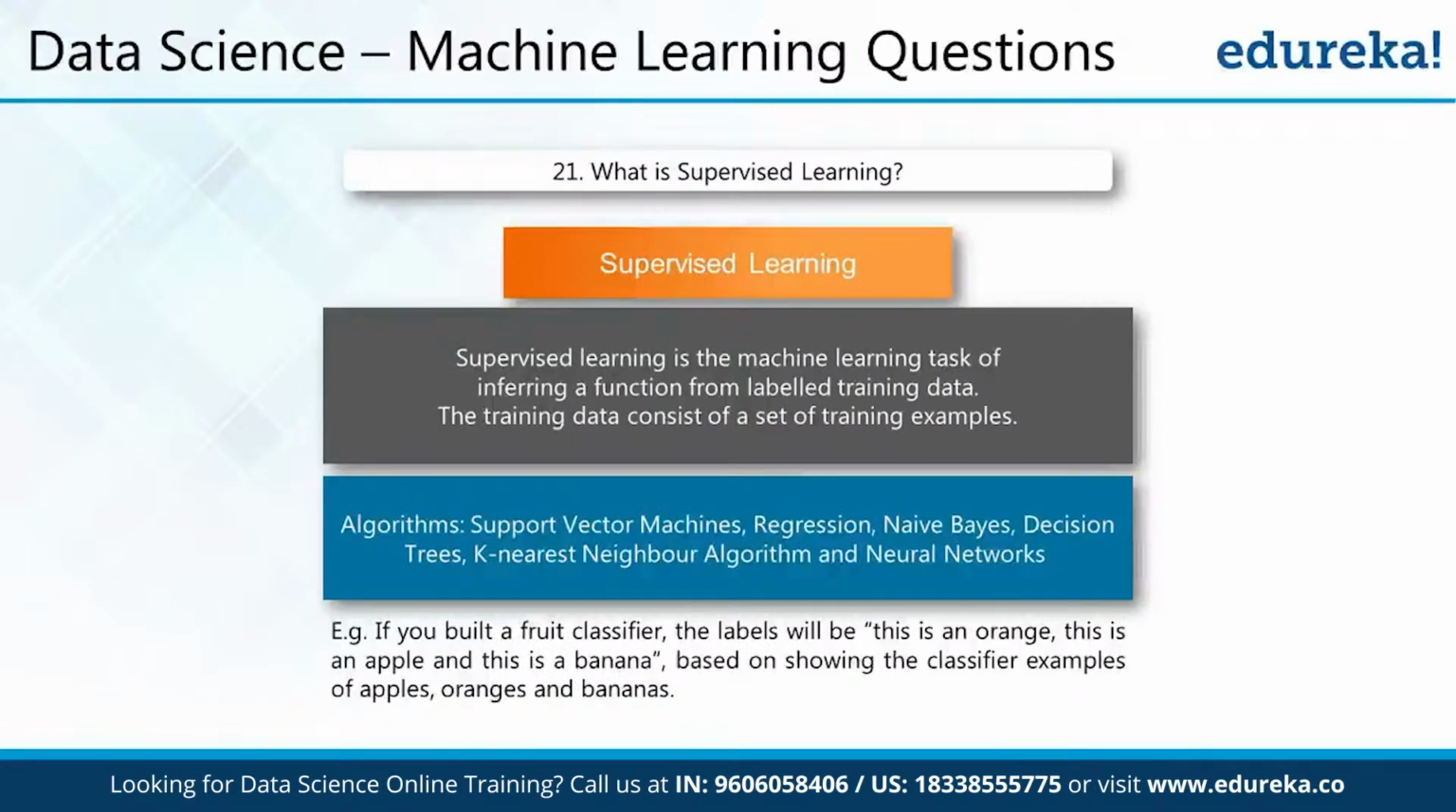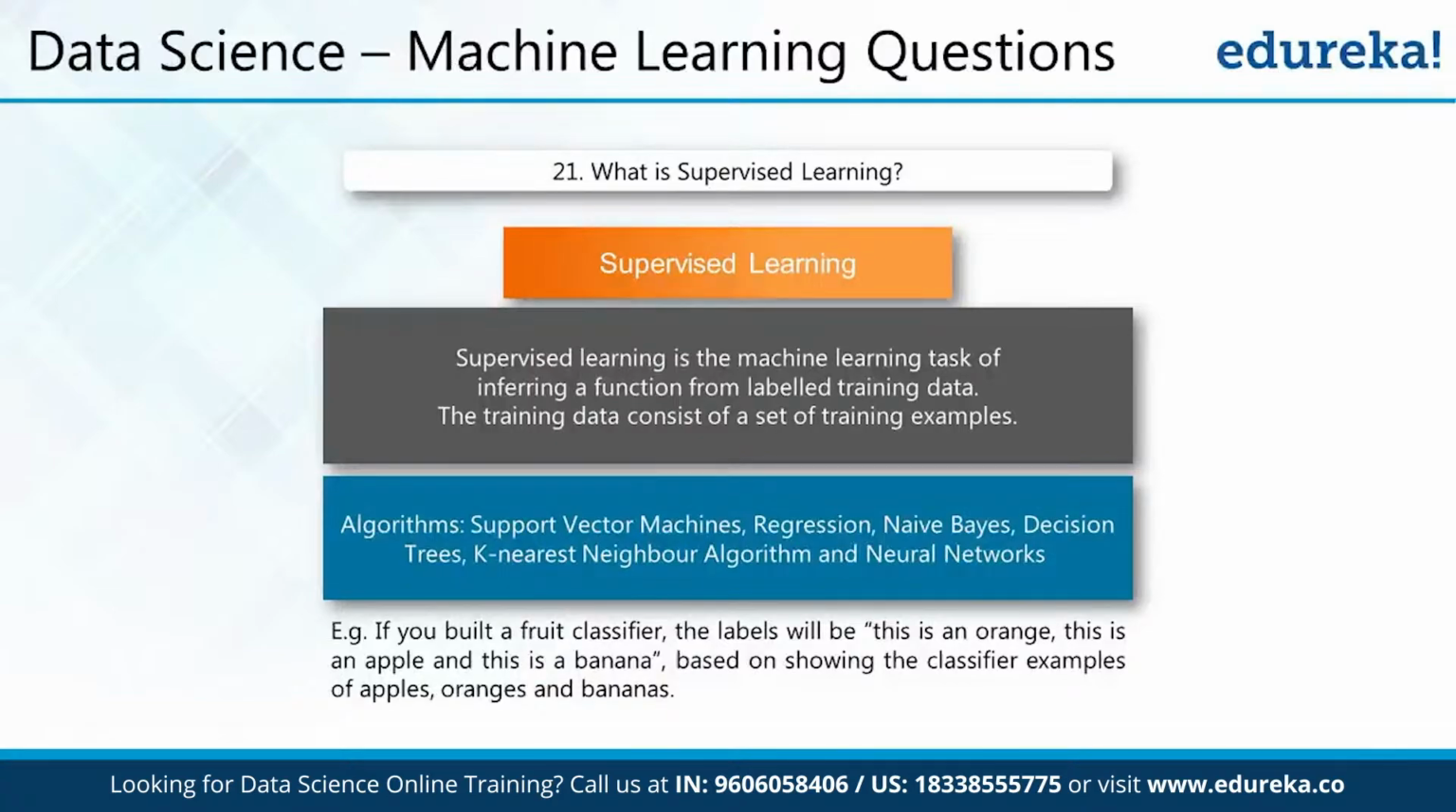If you have a label, then the approach could be a supervised learning approach, versus if you don't have one, then the approach is more unsupervised. Some examples of the algorithms are support vector machine, regression, naive Bayes, and decision trees. All of these are supervised learning algorithms.